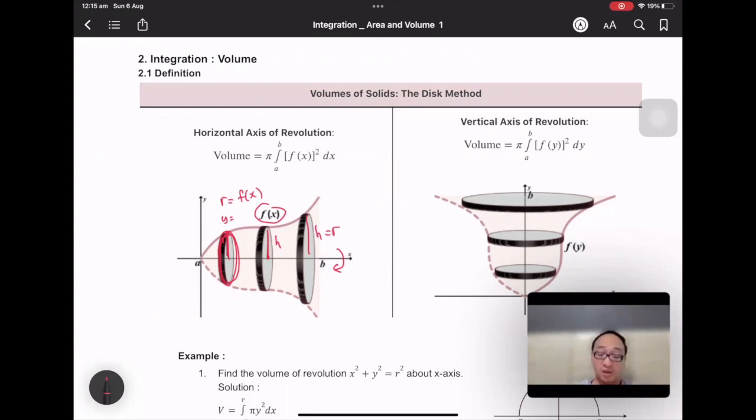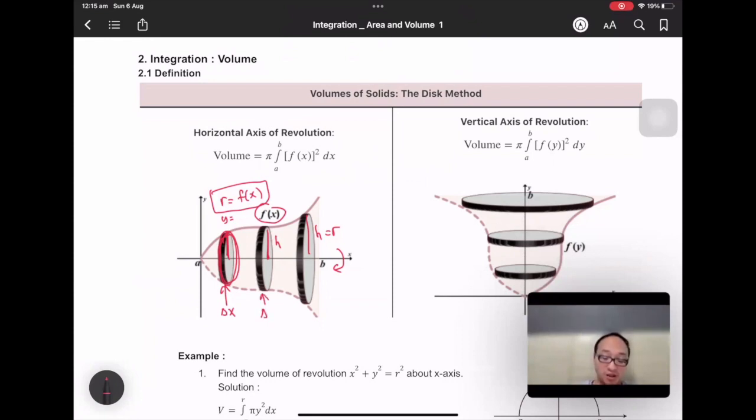So when we rotate it, we will have a circle with radius r equals f(x). Now, if we want to find the volume, that means we can find the volume of a small cylinder with the thickness of delta x.